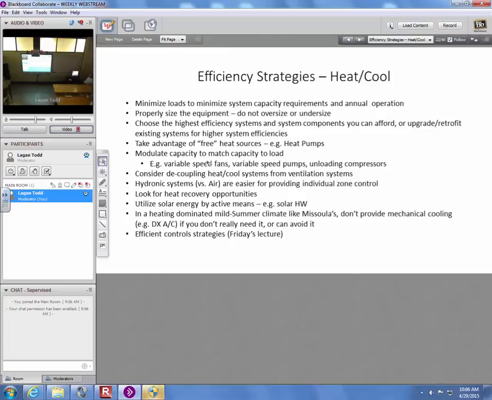Modulate the capacity to match capacity to load, okay? When I say modulate, I'm trying to differentiate from cycling, which for residential systems has been the norm, on-off. So the furnace kicks on when you need heat, it runs at full fire until the heating is satisfied and it turns off. On, off.